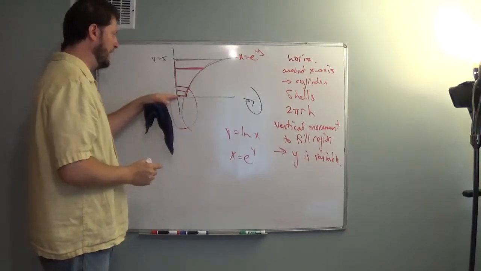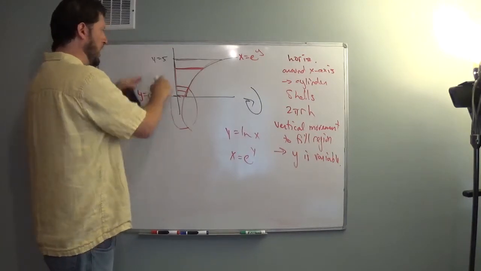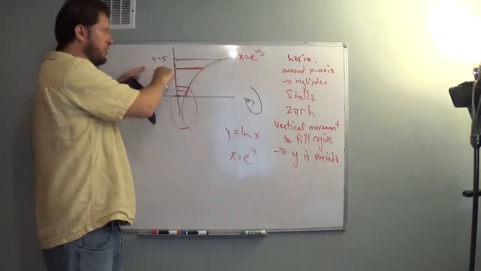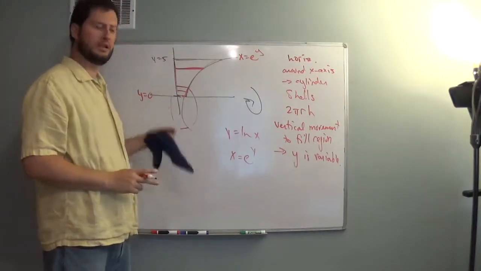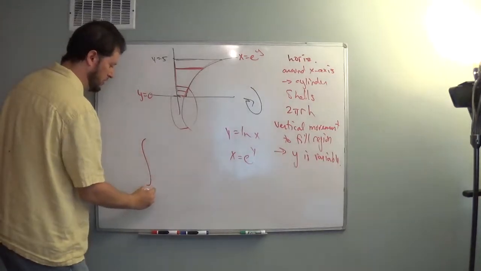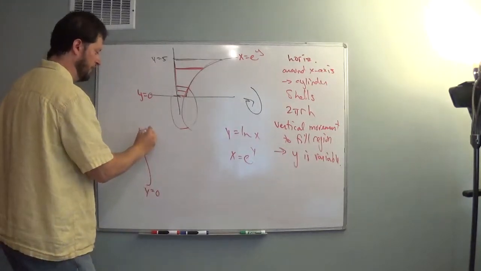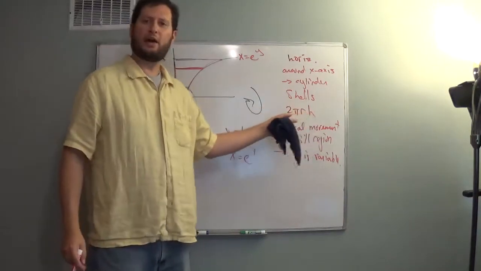This is y equals 0 to y equals 5. Those are both fine because those have the variable y. So those are going to be my limits of integration. The limits of integration will be y equals 0 to y equals 5. Then we just need to think about how we make our formula.